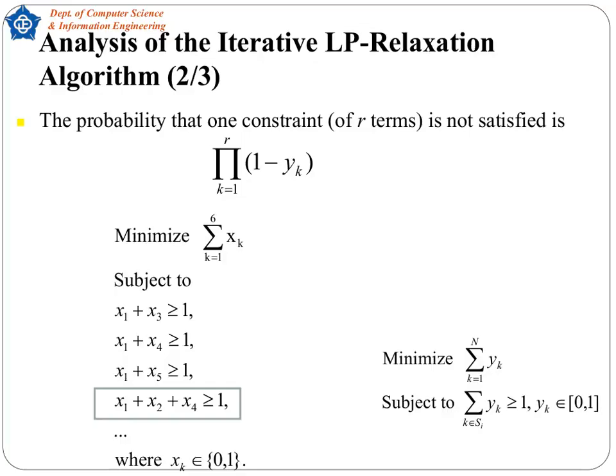On the right, you see the LP relaxation. Each x becomes a fractional y in 0, 1. We enforce that the sum of y's in each constraint is at least 1, and we minimize the summation of y. These fractional values then dictate our rounding probabilities and feed directly into that product formula for the failure probability of any single constraint.